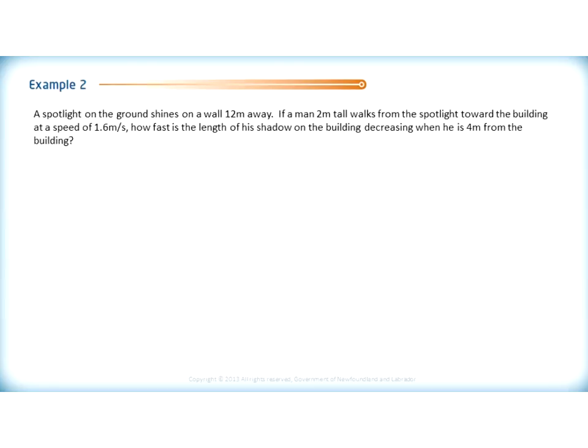Let's try another one. A spotlight on the ground shines on a wall that's 12 meters away. Sounds like another triangle coming up here. There's the ground, and then we'll put a vertical wall over here, unless we're in Pisa, but I don't think we are. And the wall is 12 meters away, so we'll say that this is 12.